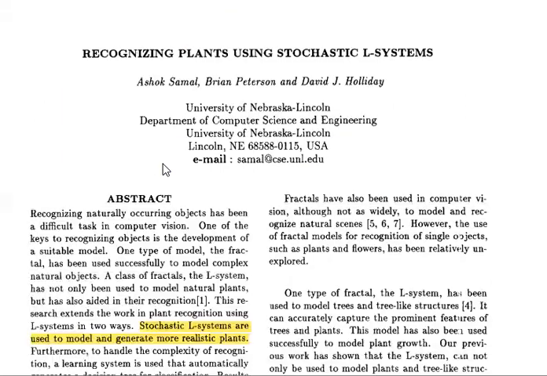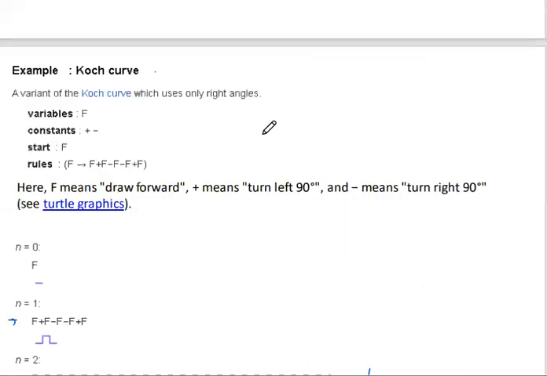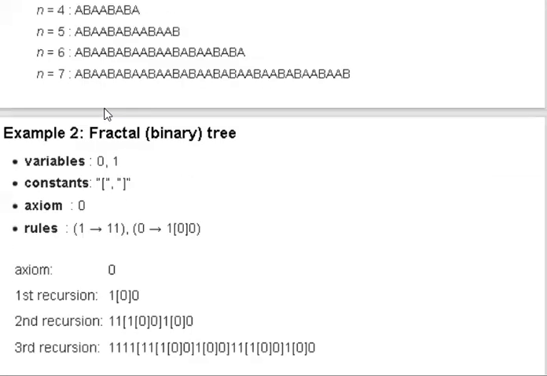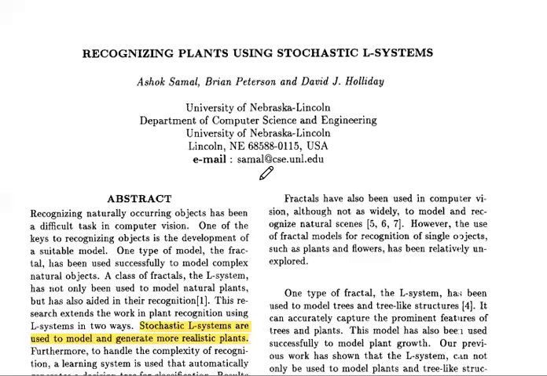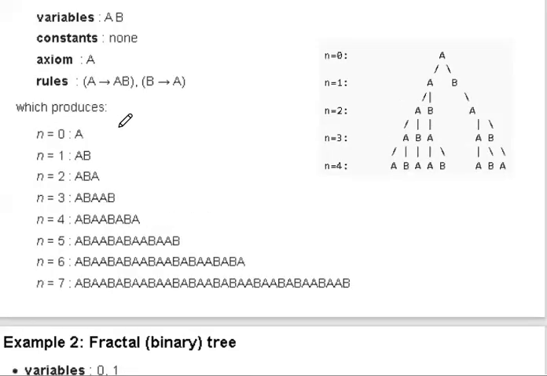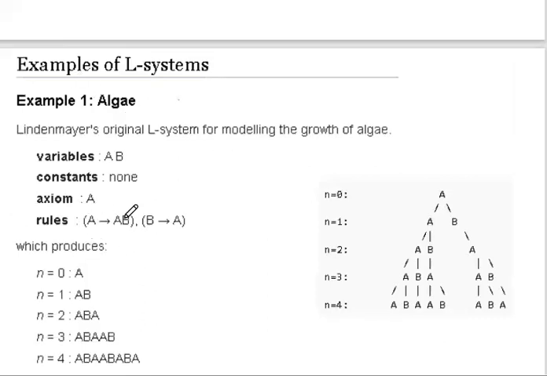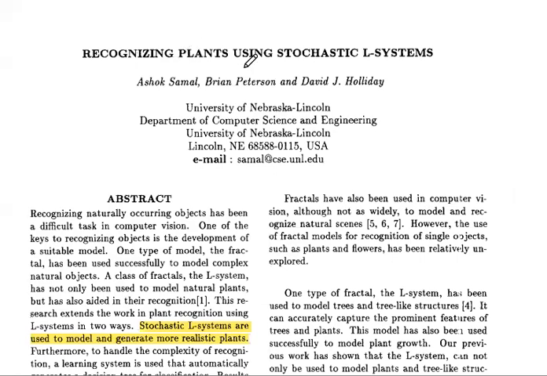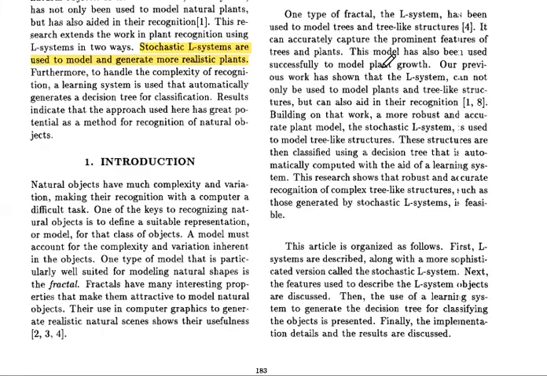Now we are going to discuss stochastic systems. So far we have discussed deterministic, context insensitive systems. Why am I saying this is deterministic? Here A is replaced with this. Definitely, if you encounter this letter, you have to change it to this one here. But in stochastic systems, there's a probability.